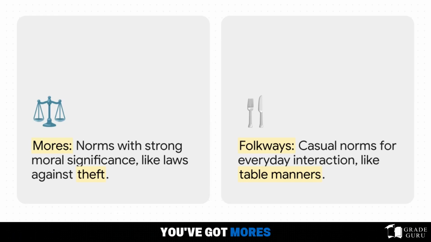You've got mores, which are these super important norms with strong moral significance. Think laws against stealing. Breaking a more has serious consequences. Then you have folkways. These are the more casual, everyday norms like rules for table manners. Break a folkway, and you might get a weird look, but you're not going to jail.